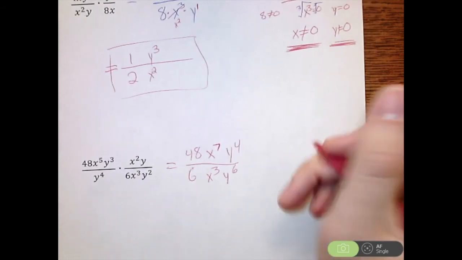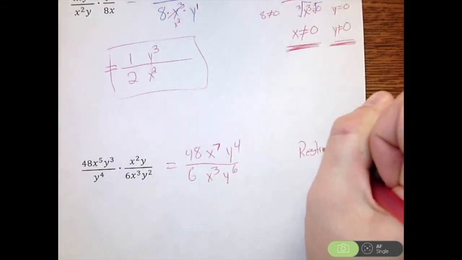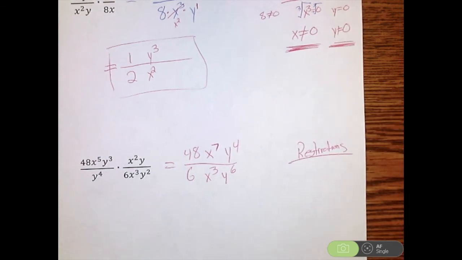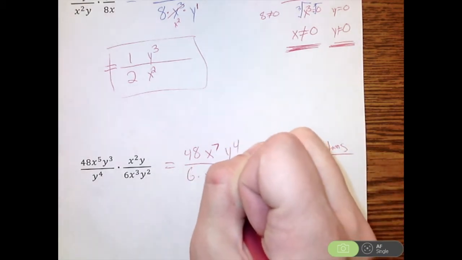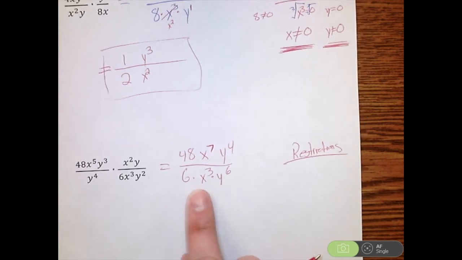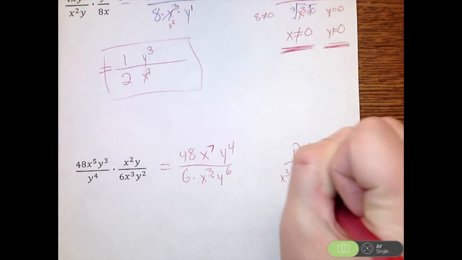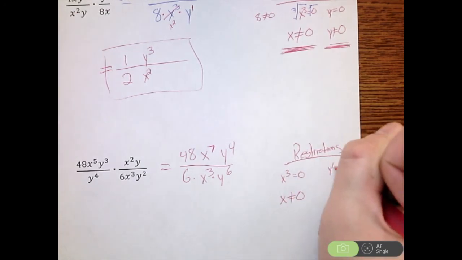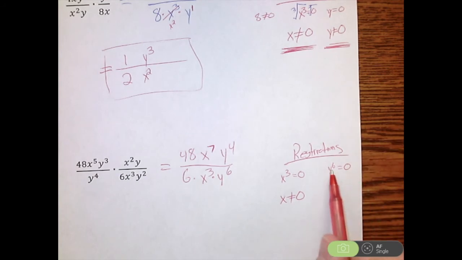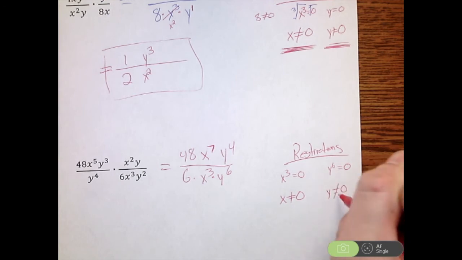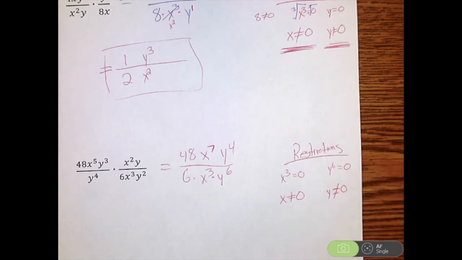So I'm going to focus on the bottom because remember, restrictions, we do not want my denominator equal to 0. So I have three factors there. I have a 6, I have an x to the cubed, and a y to the 6th. The 6 really isn't going to come into play. X cubed, if we solve that equal to 0, you're going to find, hey, x cannot be 0. Y to the 6th is equal to 0. Well, what would make this equal 0? Well, y is equal to 0. So my restrictions are x cannot be 0, y cannot be 0.